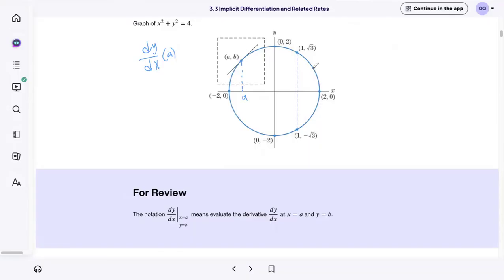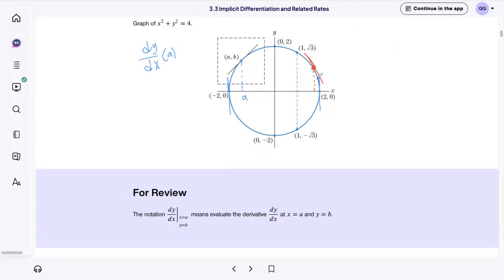Same thing for every point. But y cannot be zero. You see what happens with y equals zero? We have vertical lines. The tangent lines are vertical. So there's no derivative. But at any other points, we can find the rate of change of y in terms of x.